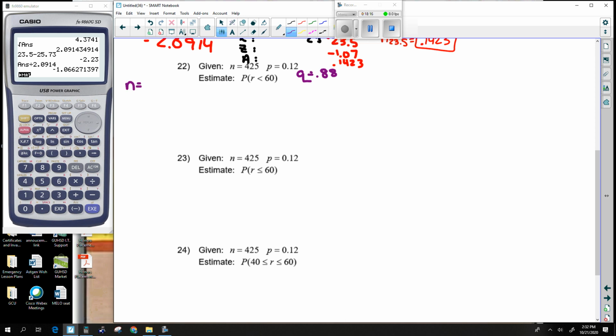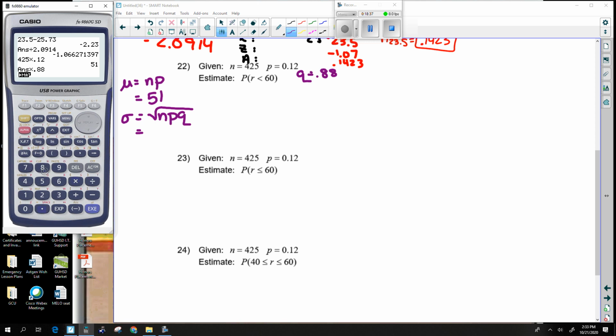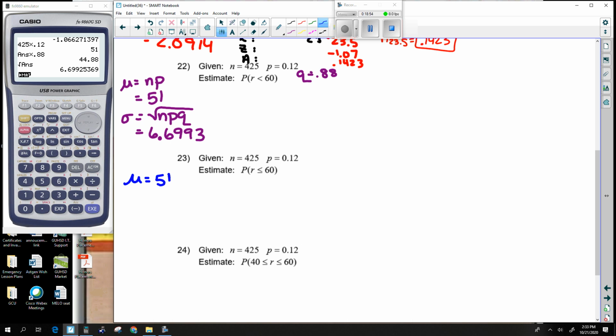That means the average symbol, the average, is equal to n times p. And standard deviation is n times p times q, square rooted. Okay, so as I said, I have this established, so I can go ahead and steal my average and standard deviation for the rest of the problems.